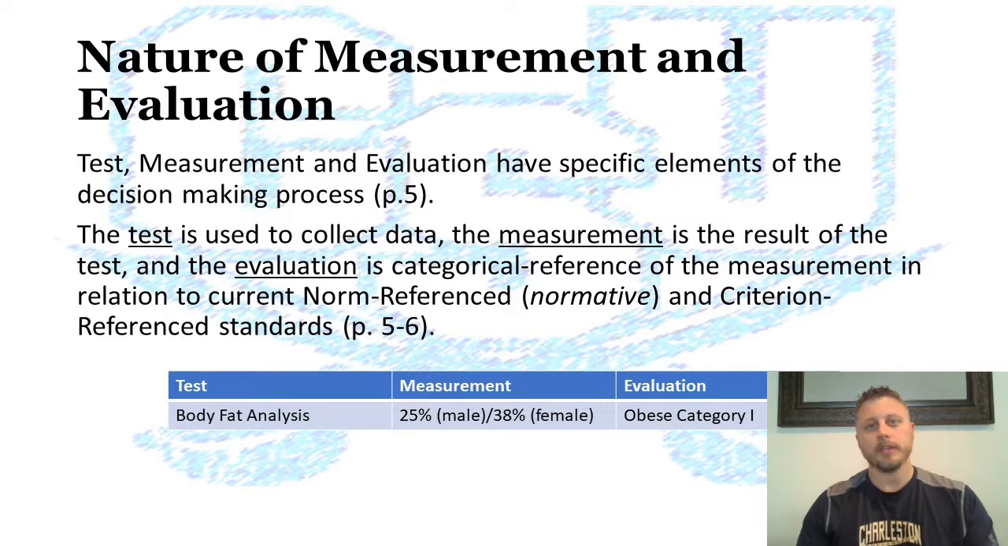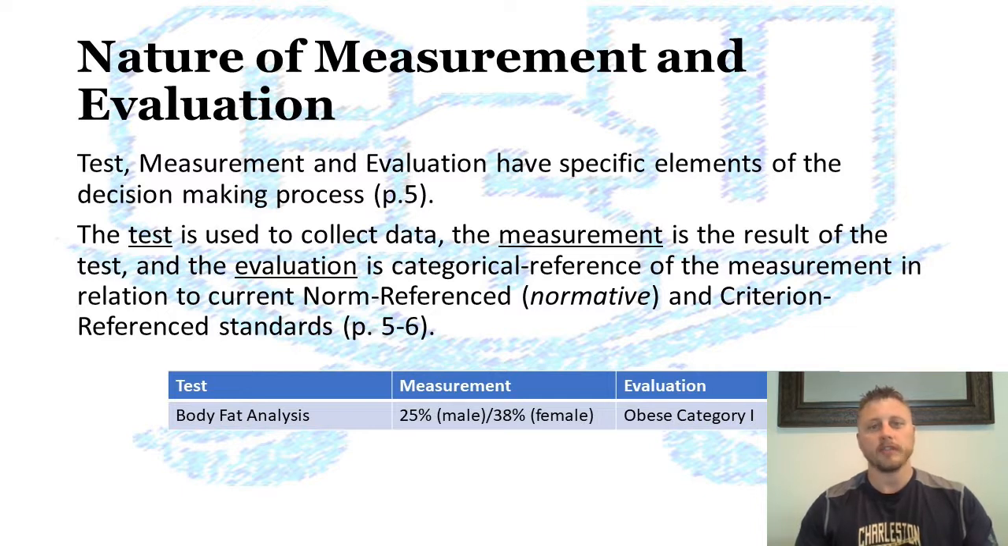So the first topic we're going to discuss is the nature of measurement and evaluation. Here you can see that test, measurement, and evaluation have specific elements to the decision-making process. There are a lot of people who assume that measurement and evaluation mean the same thing, but as we'll explain here in a moment, they're just a reference to the same topic but have very different meanings. Here you can see the test is used to collect data, the measurement is the result of the test, and the evaluation is the categorical reference to the measurement of the relationship. And this is referenced against either something called norm referenced or normative, or criterion reference standards.